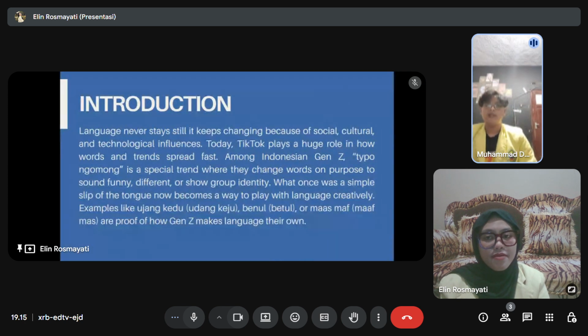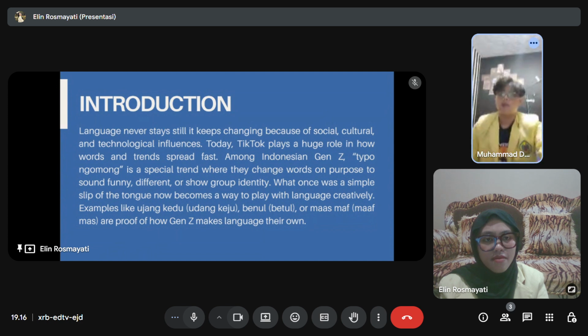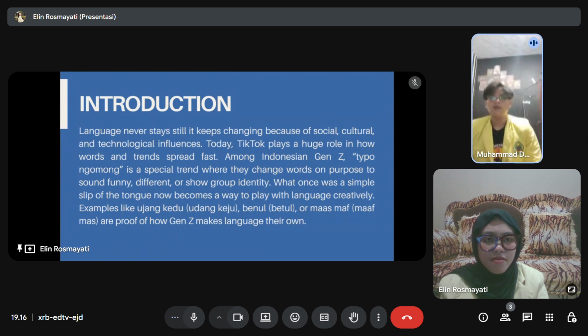Language never stays still, it keeps changing because of social, cultural, and technological influence. Today, TikTok plays a huge role in how words and trends spread fast. Among Indonesian Gen Z, typo ngomong, or what we call slip tongue, is a special trend where they change words on purpose to sound funny, different, or show group identity. What once was a simple slip of the tongue now becomes a way to play with the language creatively.